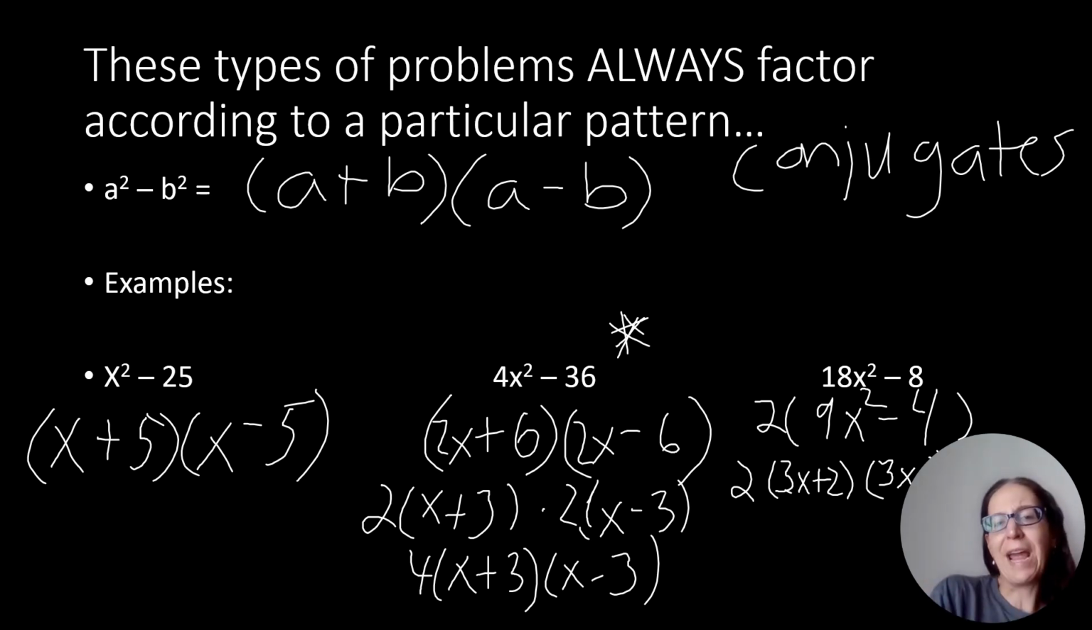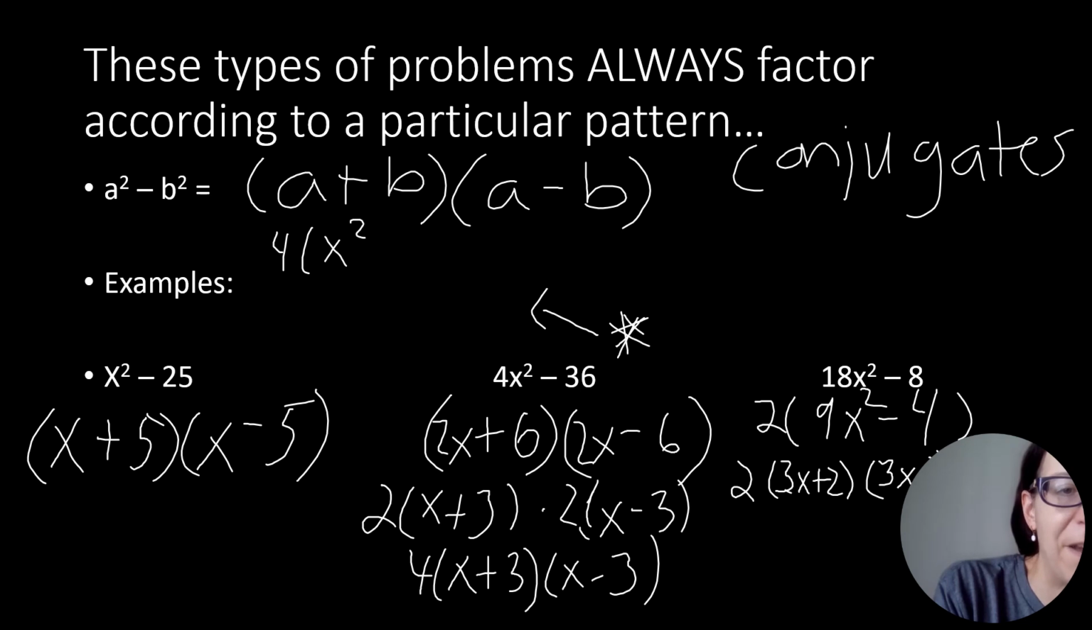Now, what is probably a better way to do that is to notice that there is a common factor first. That 4 is a factor of 36. And so you can actually factor the 4 out. If you have 4x squared, you factor out the 4, you're left with the x squared. If you have 36, you factor out a 4, you'll be left with a 9. And now the x squared minus 9 is the difference of squares.